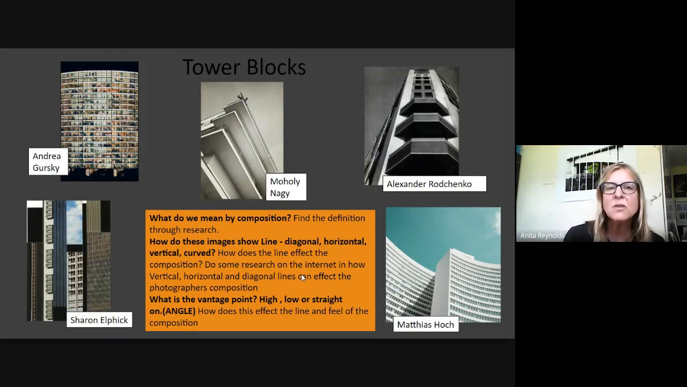Again, you can find lots of information on there, and I'd like you to find out lots of information. Okay, really how line looks. For horizontal lines, it really does affect the composition. So that's the main thing we're thinking about when we're looking at these photos.